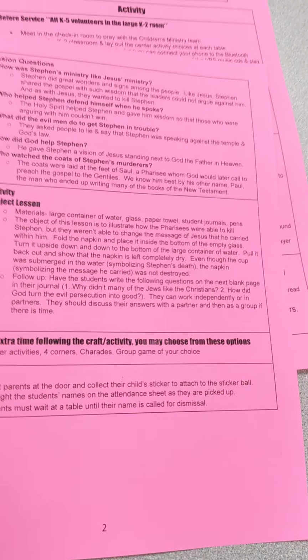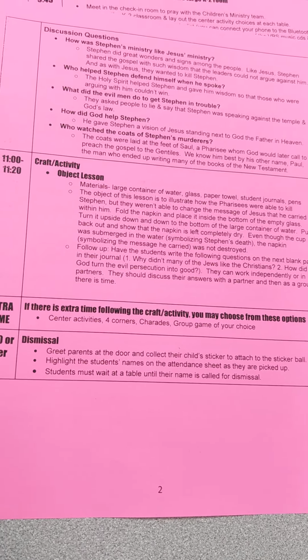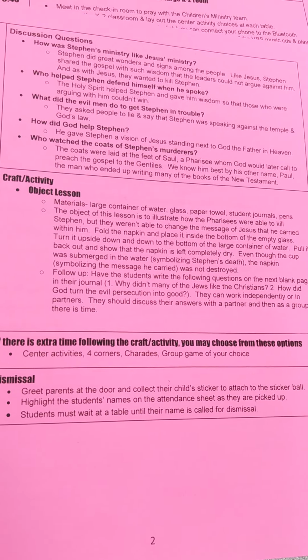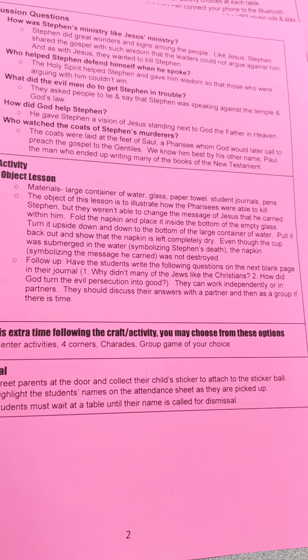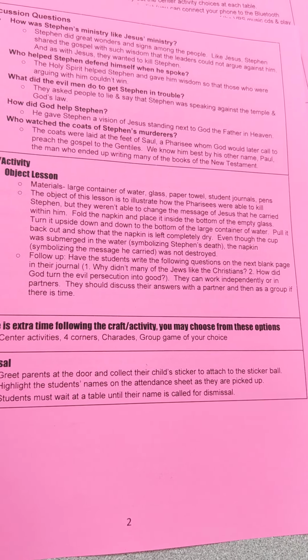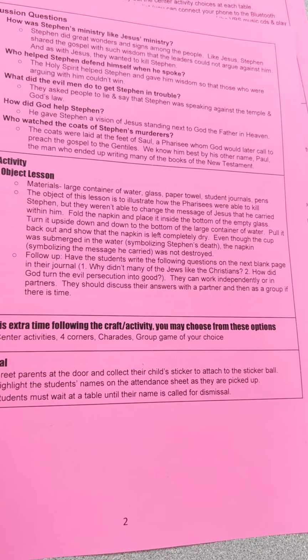If you are in 3rd through 5th, you have an object lesson this week. I will send you the YouTube link to where I found this from. And basically the object of this lesson is to illustrate how the Pharisees were able to kill Stephen, but they weren't able to change the message of Jesus that he carried within him.